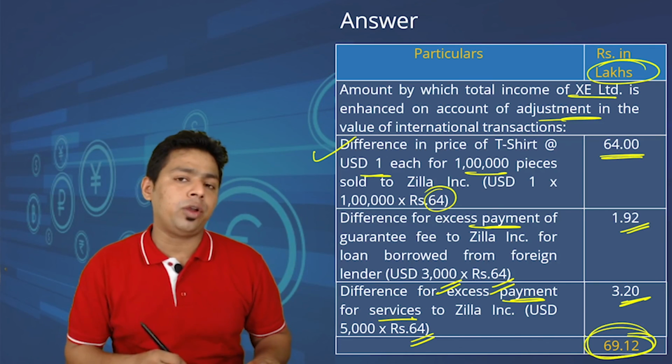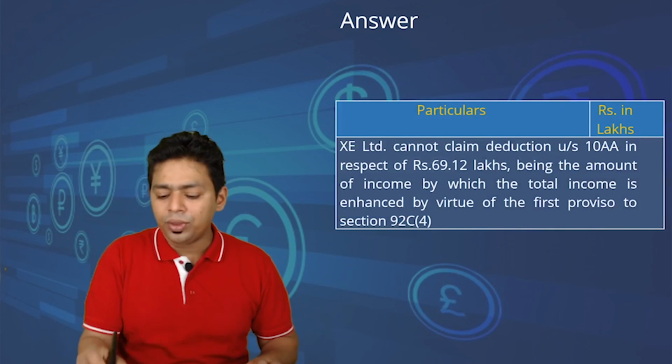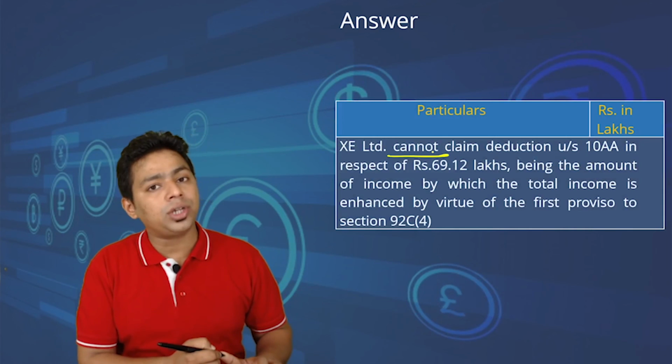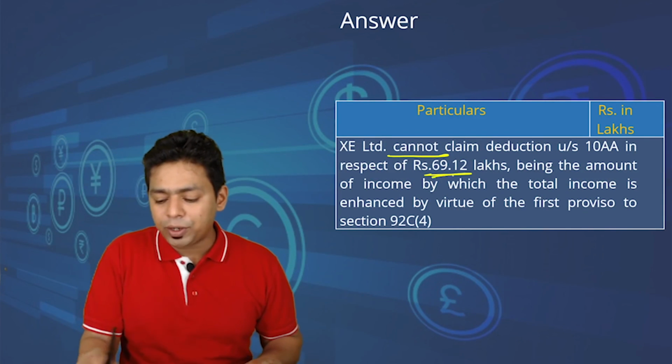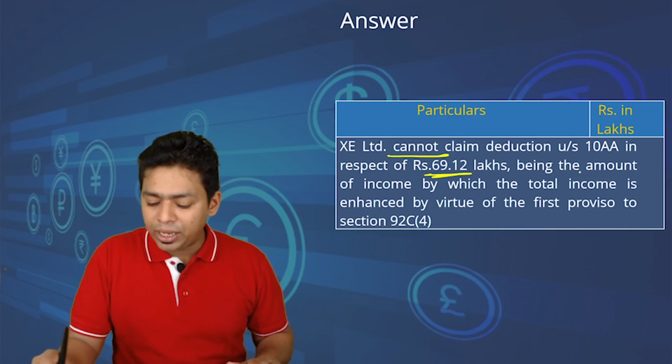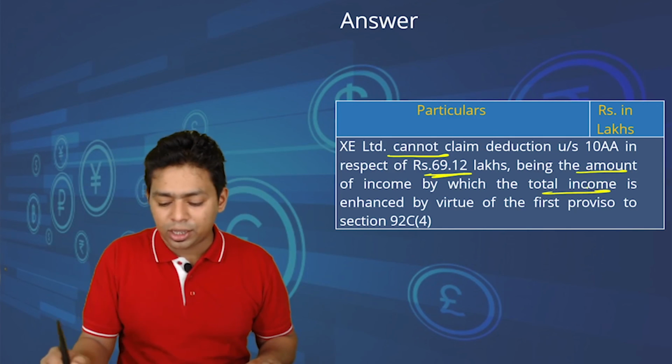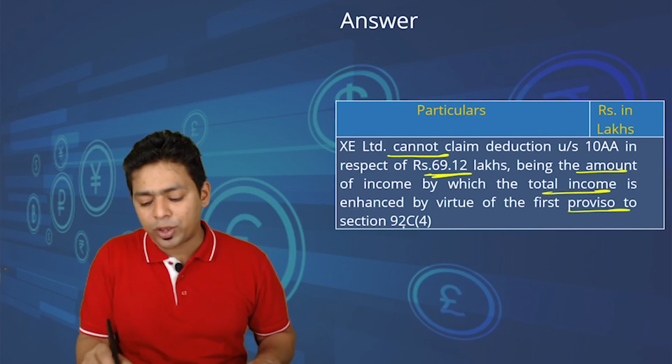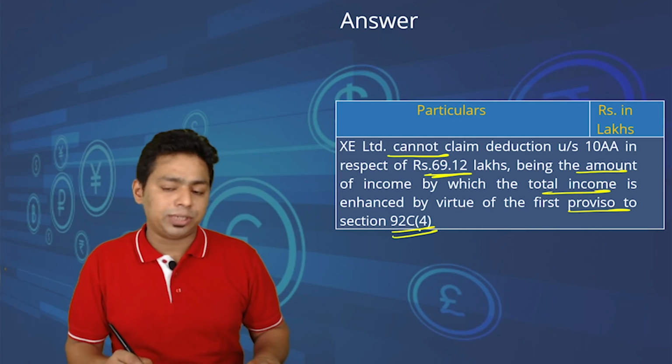Sir, will this 69.12 lakh be eligible for 10AA deduction? Definitely no. XC Limited cannot claim deduction under section 10AA in respect of 69.12 lakhs, being an amount of income by which total income is enhanced by virtue of the first proviso of section 92C subsection 4.